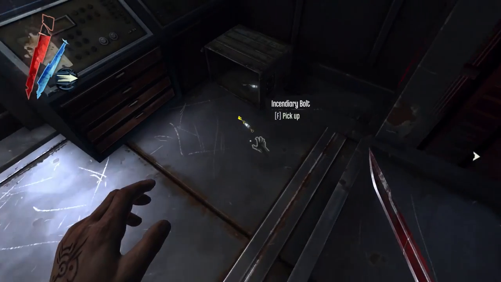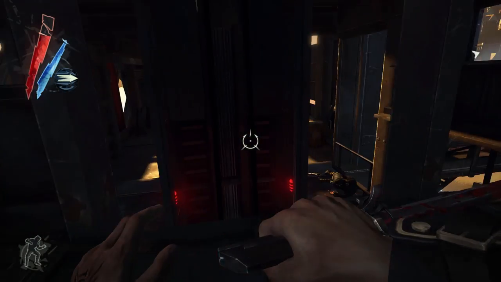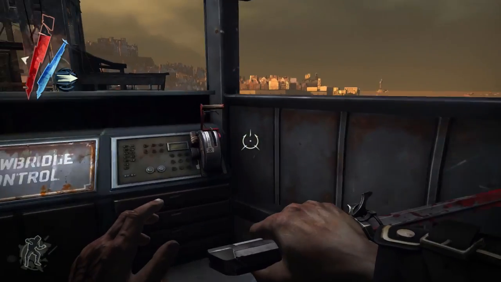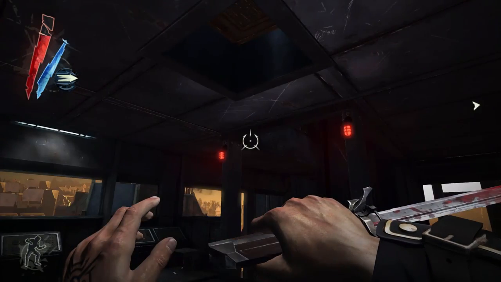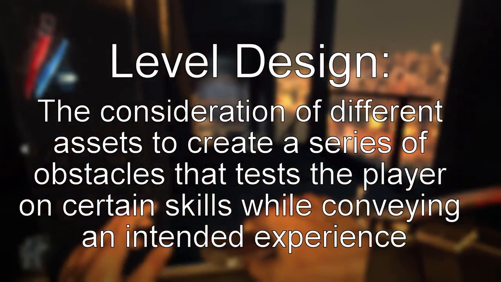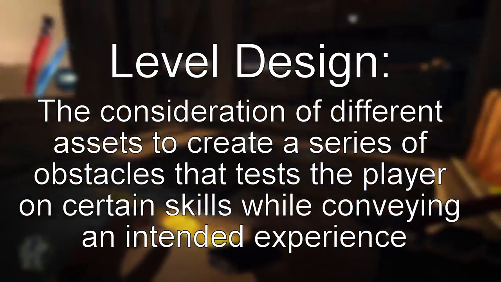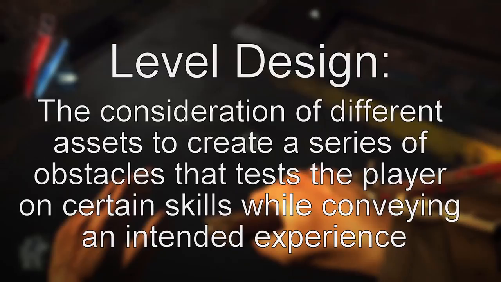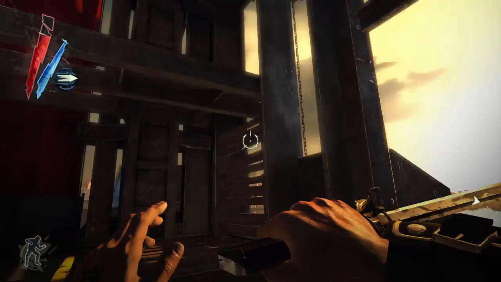Now, given everything we've covered, how do we define level design using our definition of level? What are we designing our level to be or possess? In one word, experience. A designer wants their level to convey the experience they intend through the use of whatever tools they have access to, but as efficiently as possible. So, altogether, level design is the consideration of different assets to create a series of obstacles that tests the player on certain skills while conveying an intended experience. Or as I put it sometimes, threading a dozen needles at once.